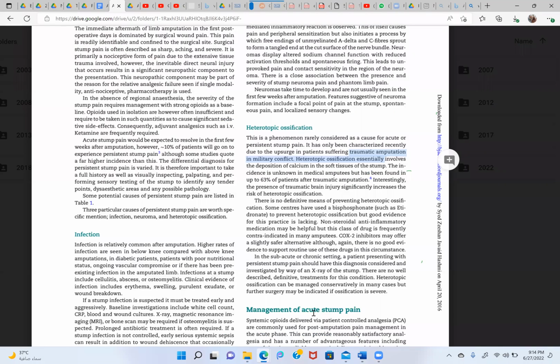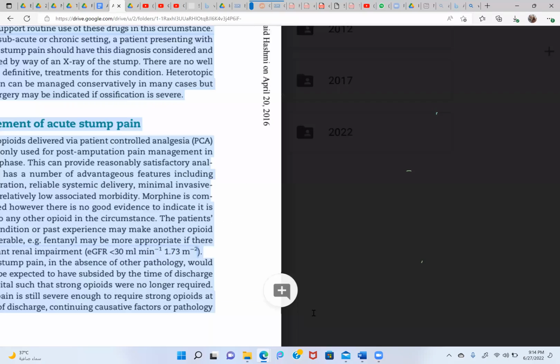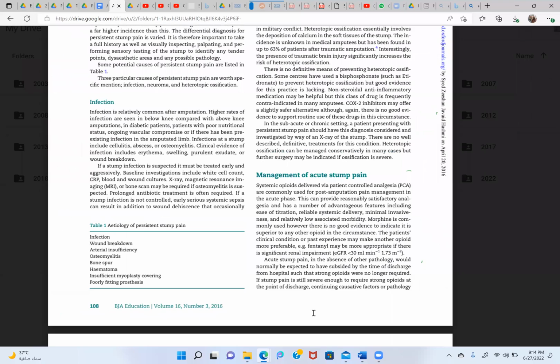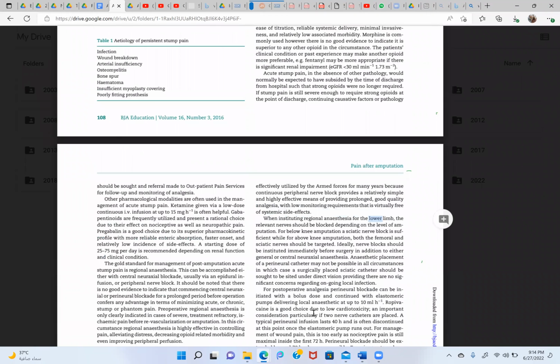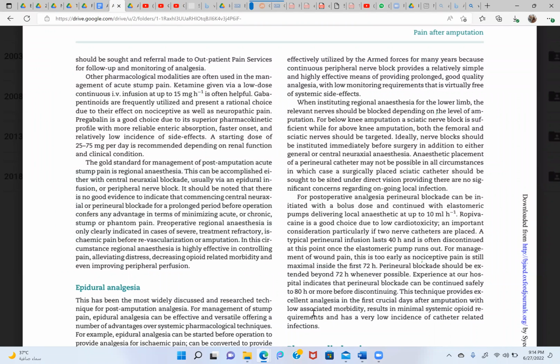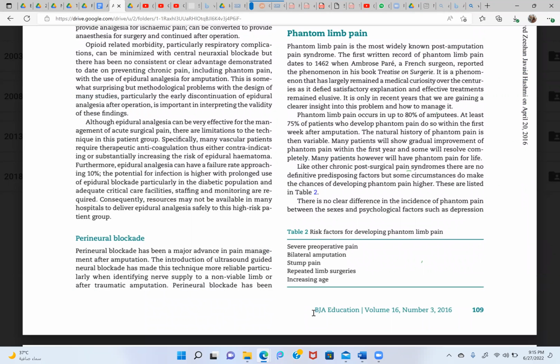Okay, so neuroma, infection. So you see, this is infection, wound breakdown, arterial insufficiency, osteomyelitis, bone spur, hematoma, insufficient myoplasty covering. Okay, and poorly fitting prosthesis. These can lead to prolongation of these problems. You see, the gold standard for the management of post-amputation acute stump pain is regional anesthesia. As I told you, they can put epidurals, wound catheters, perineural catheters, in the form which will be giving very good pain relief, and it will be slightly reducing the incidence of phantom limb pain.